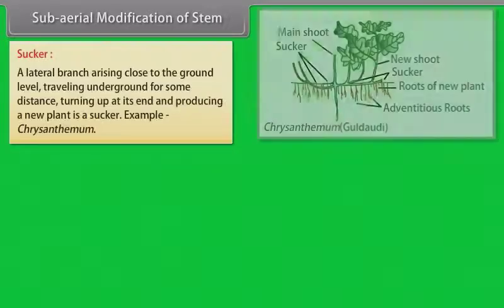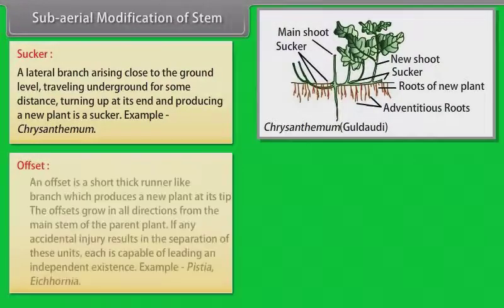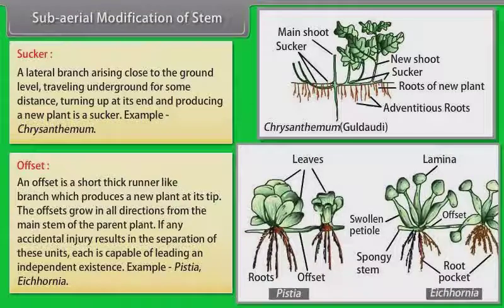Sucker. A lateral branch arising close to the ground level, traveling underground for some distance, turning up at its end, and producing a new plant is a sucker. Example: Chrysanthemum. Offset. An offset is a short, thick, runner-like branch which produces a new plant at its tip. The offsets grow in all directions from the main stem of the parent plant. If any accidental injury results in the separation of these units, each is capable of leading an independent existence. Example: Pistia, Eichhornia.